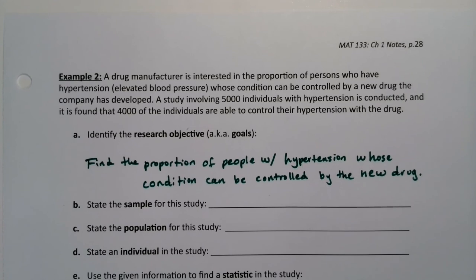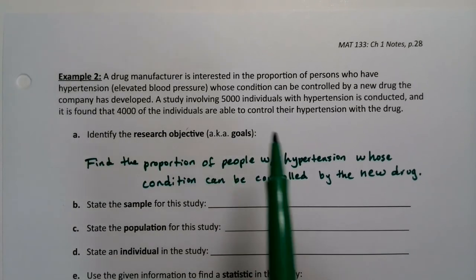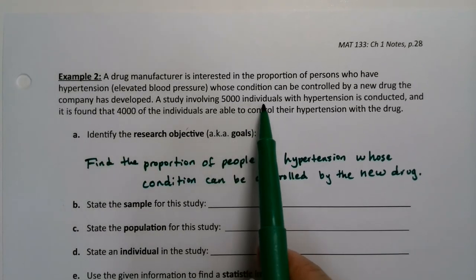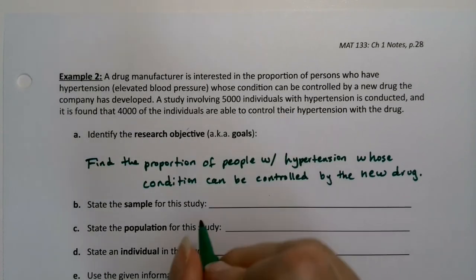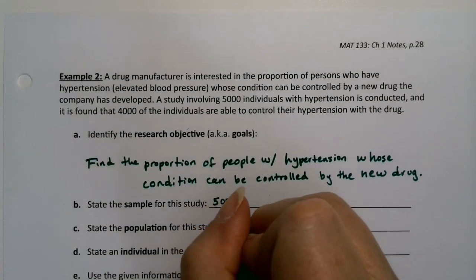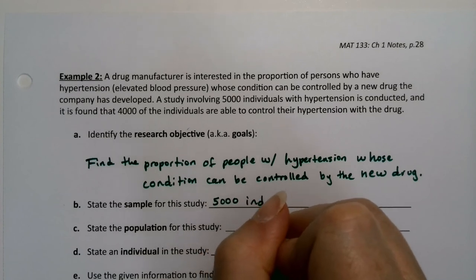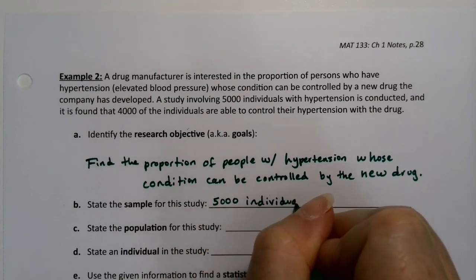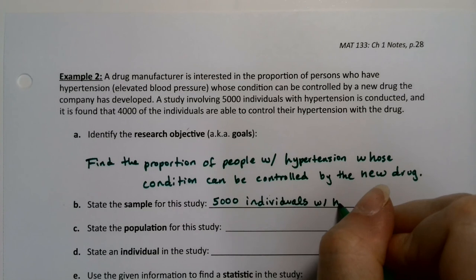All right, now what was the sample? Well, the sample was the 5,000 individuals right there with hypertension. So it was 5,000 individuals with hypertension.